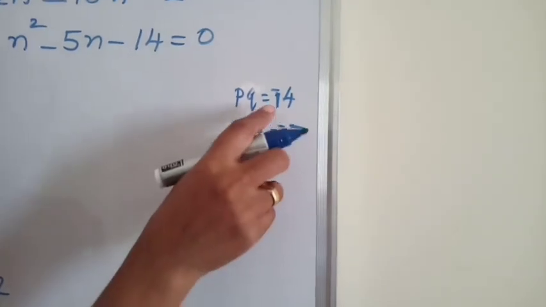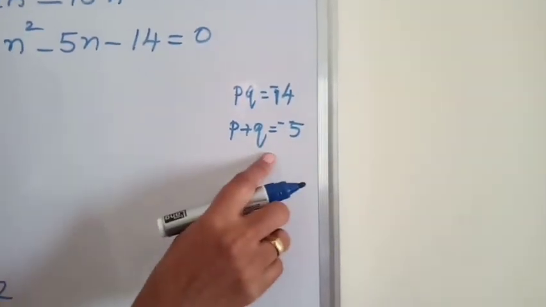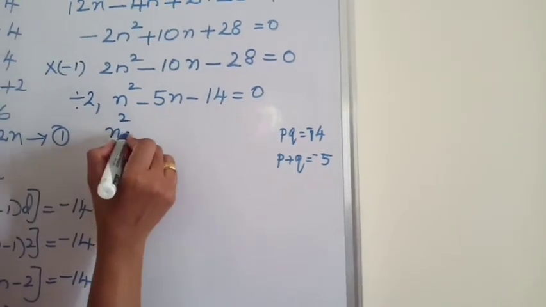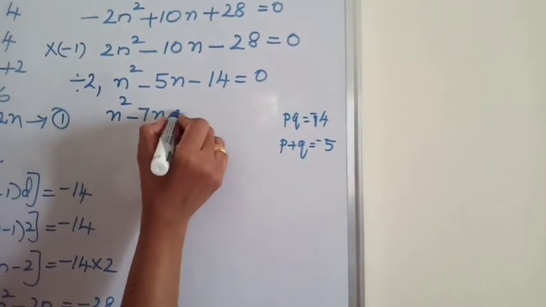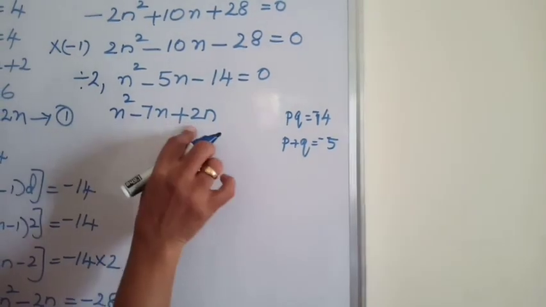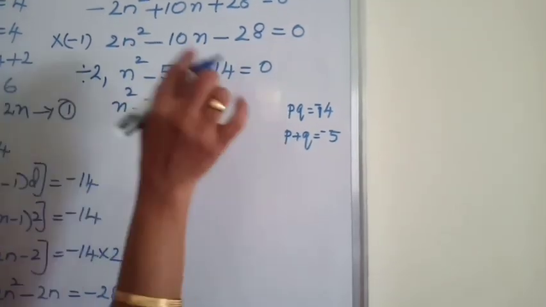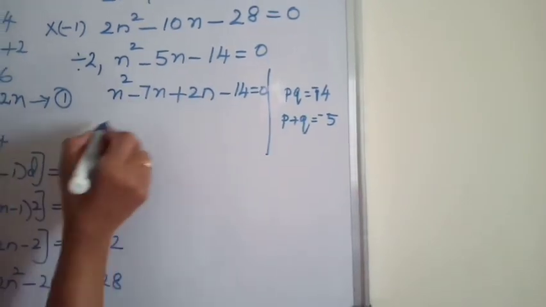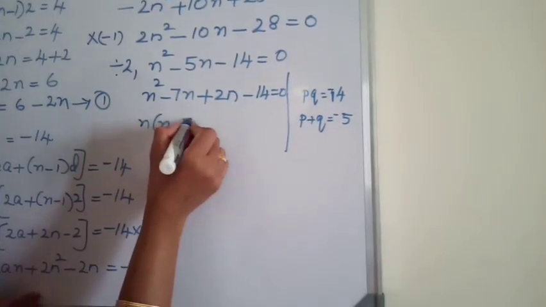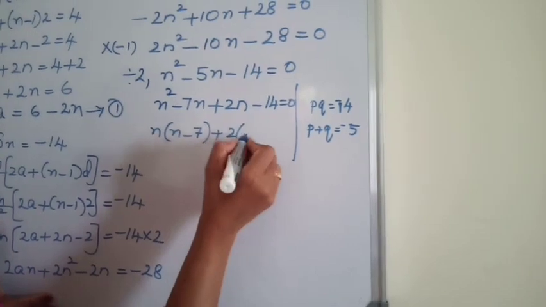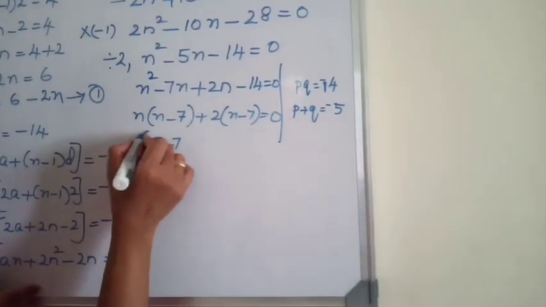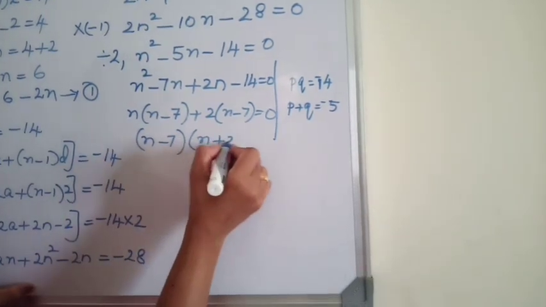Minus 7 into 2, minus 14. Minus 7 plus 2, it is minus 5. So we will change this as n square minus 7n plus 2n minus 14 equals 0. Here n is common. n into n minus 7 plus 2 into n minus 7 equals 0. n minus 7 into n plus 2 is equal to 0.